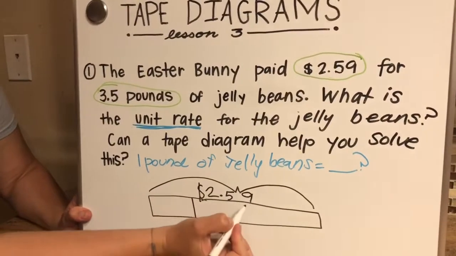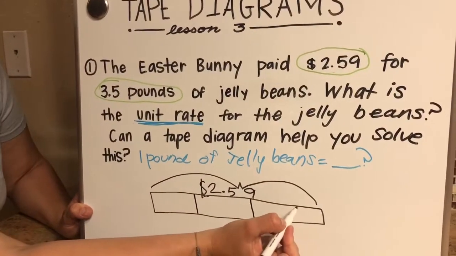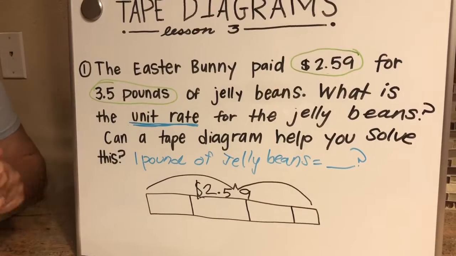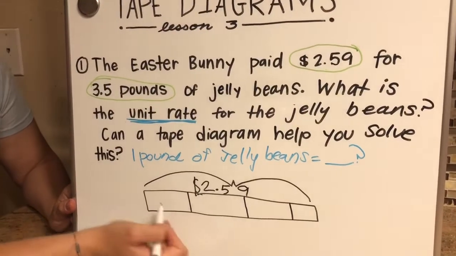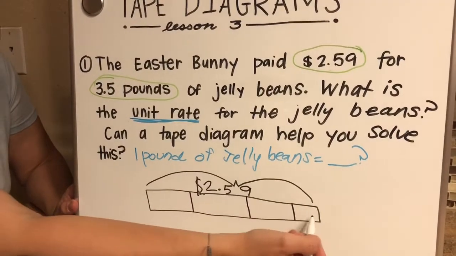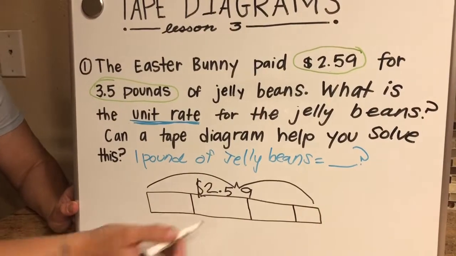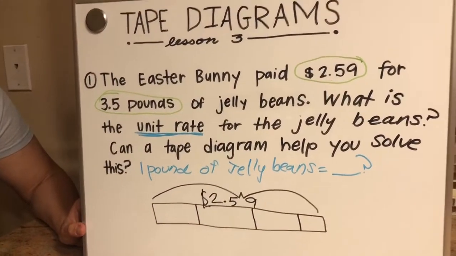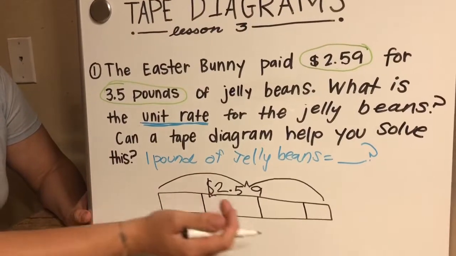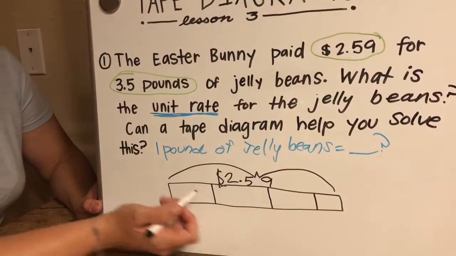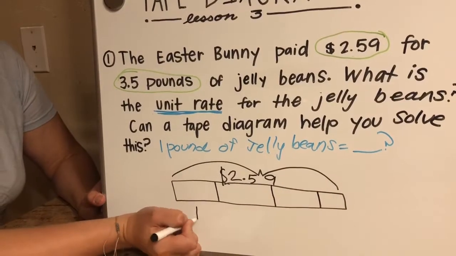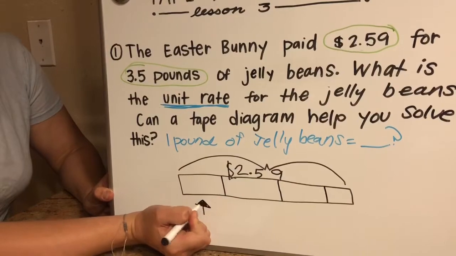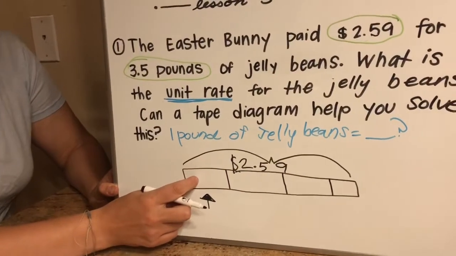So we're going to break this up into 3.5 sections. This area right here represents 1 pound, 2 pounds, 3 pounds, and a half pound, 3.5 pounds. He paid $2.59. So how we can do this is we need to divide. We have these sections right here. We need to divide to find out what is the worth of just 1 pound.